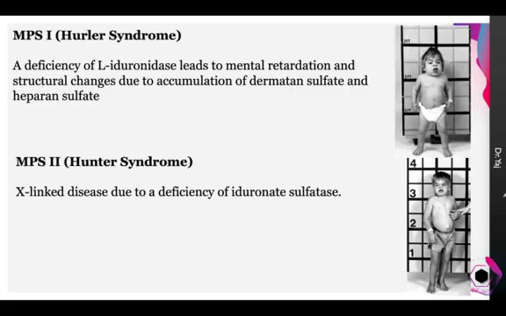Now let us quickly look at the phenotypic features of these particular disorders. So we have MPS 1, and we already know that there is a deficiency of this particular enzyme, and you can see here there is severe mental retardation and structural changes that has happened in the patient, and this is because of the accumulation of dermatan sulfate and heparan sulfate. Then we have MPS type 2, where this particular enzyme is deficient, and this is an X-linked disorder. Again, there are severe structural and mental retardation similar to Hurler syndrome.